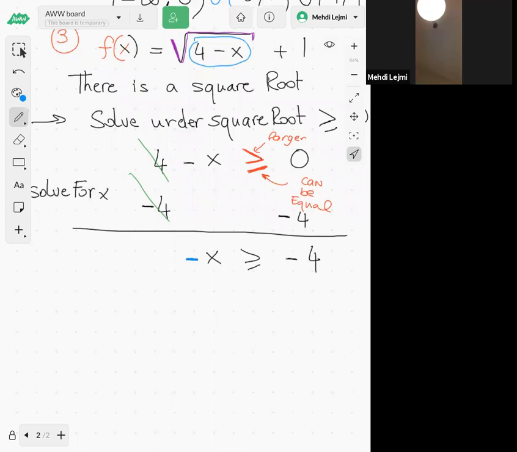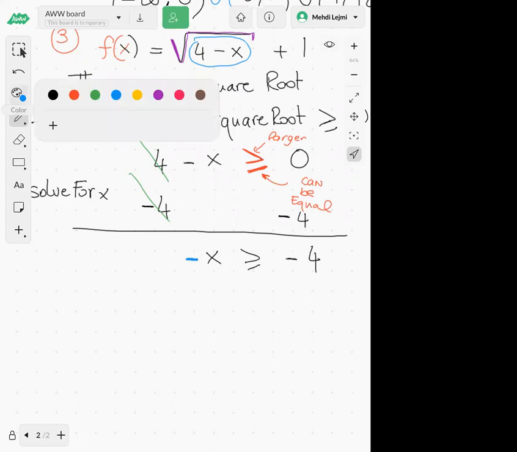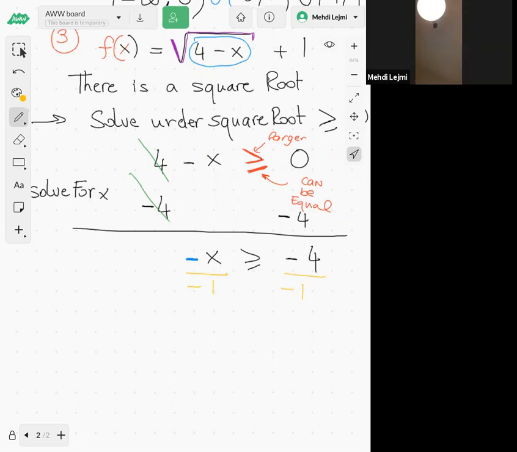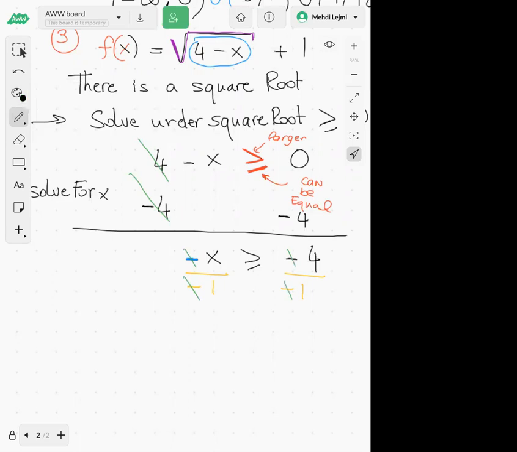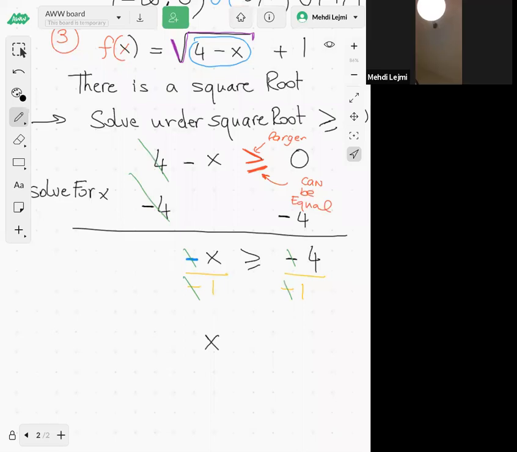Well, you can multiply by -1, or you can just divide by -1. So let's divide both sides by -1. When you divide by -1, the negative here cancels out, and negative over negative is positive. So now on the left side we're going to have x, and on the right side we're going to have 4.